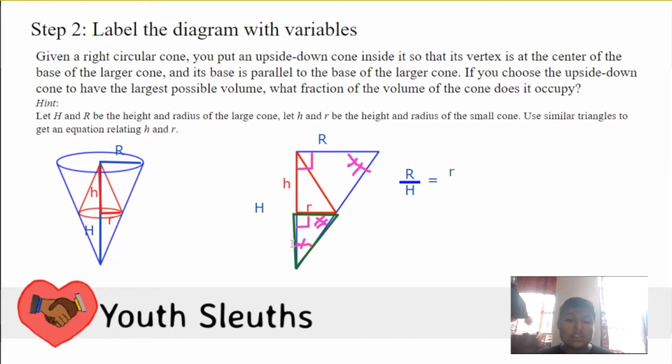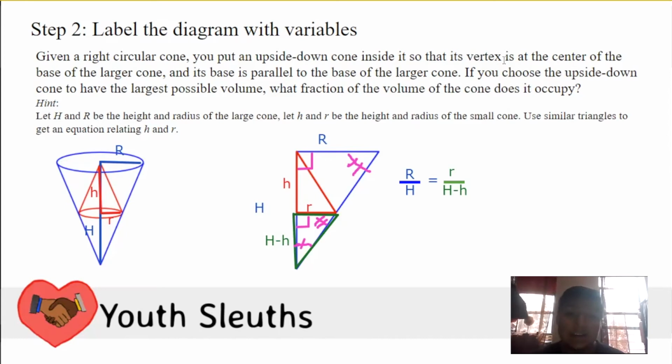But this side is still unknown. So to get this side, what we need to do is subtract the big H minus the small h. The big H minus the small h would be this leftover part that we need. So now we've also labeled this unknown side. So now that we have that, we plug it into our equation.